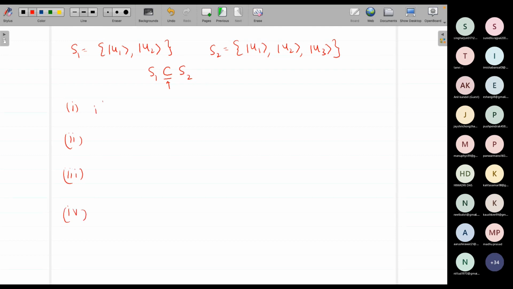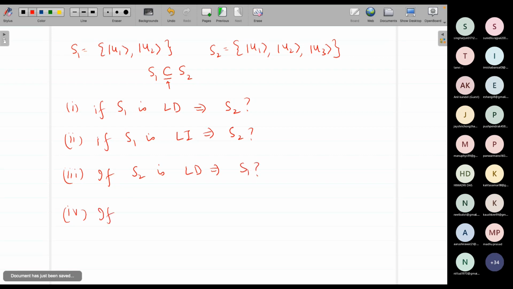If S1 is linearly dependent, can you say anything about S2? If S1 is linearly independent, can we say anything about S2? Or otherwise, if S2 is linearly dependent, can we say anything about S1? Or if S2 is linearly independent, can we claim anything about S1? So these are the 4 things. If S1 is linearly dependent, that means a set of 2 vectors is linearly dependent. What can you conclude about set S2?